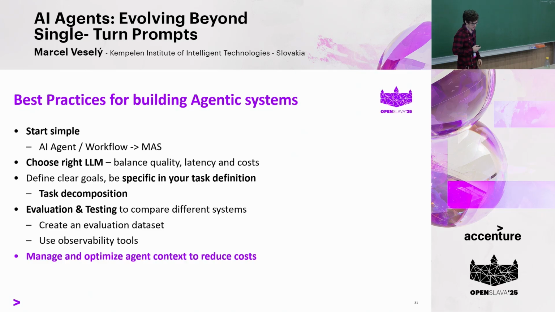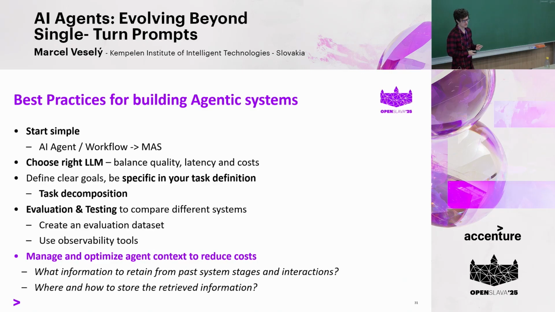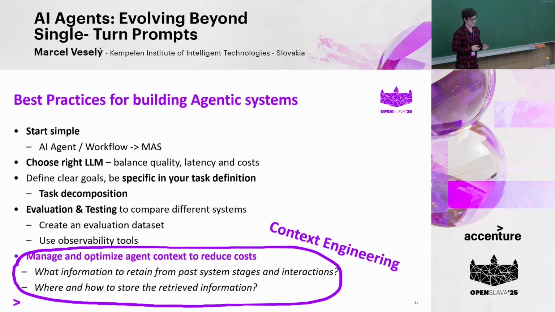And also managing and optimizing agent context to reduce costs, like what information to retain from past system stages and interactions, or where and how to store the retrieved information. This alludes to that previous slide where we had the information stored in a system file rather than passing it to the context. These things tackle the problem of context engineering. We unfortunately don't have that much time to go into this, but it's one big domain that has lately been getting a lot of focus.